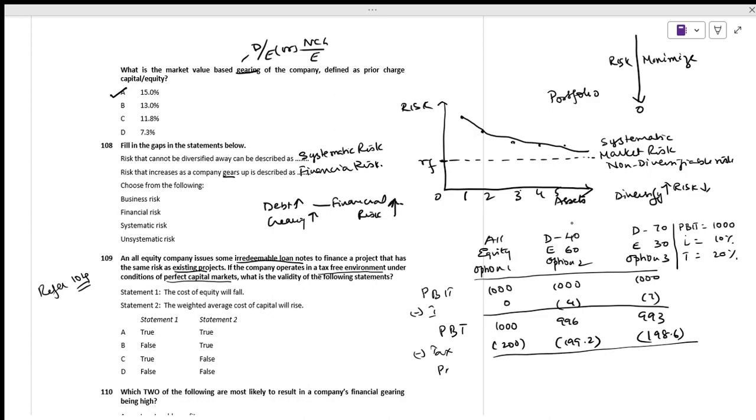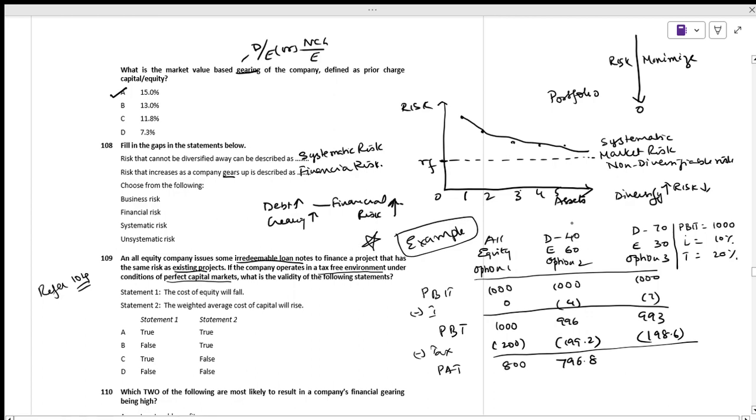You will get profit after tax. How much will you get? 800. Here, how much will you get? 996 minus 199.2 comes to 796.8. This is the example which I am giving to support the arguments. Okay? This is a very, very important example. Keep it in mind. You will find these examples very rarely in the books.